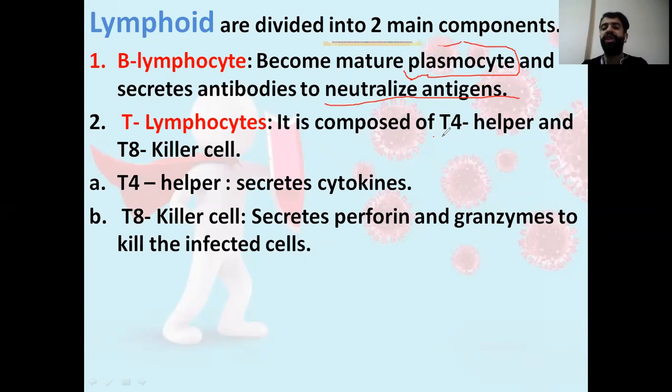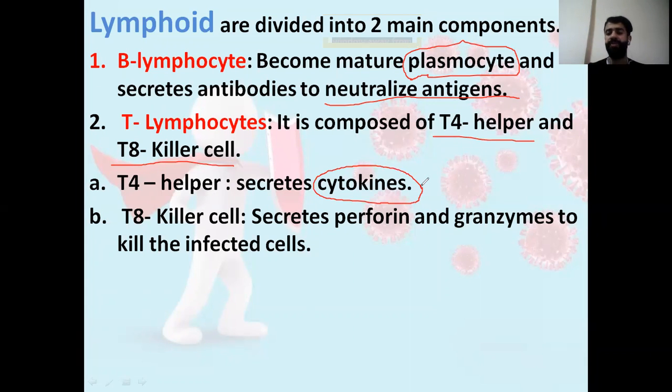They are composed of T4 helper and T8 killer cells. What is the difference between these two? T4 helper cells secrete cytokines. And remember this word, we're going to talk about this in detail in the coming sessions. Cytokines. However, T8 cells are called killer cells.